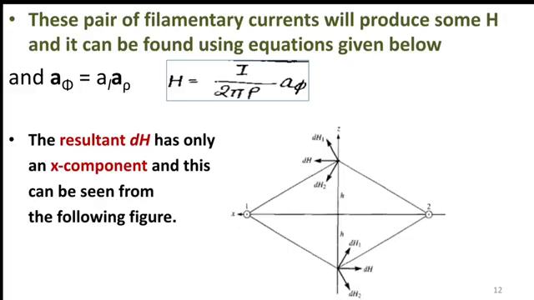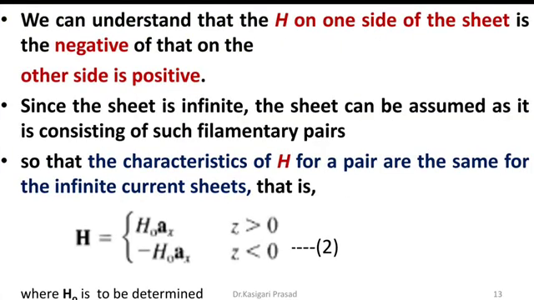Phi is equal to a l into a rho. Now we can understand that H on one side of the sheet is negative and on the other side it is positive. The magnetic field produced on one side is negative, on the other side it is positive. Since the sheet is infinite, the sheet can be assumed as consisting of such filamentary pairs.